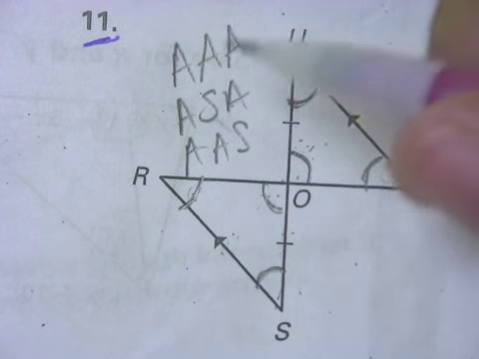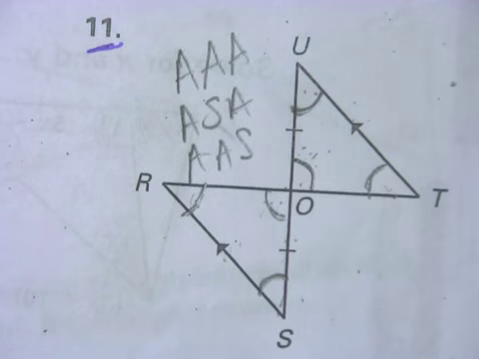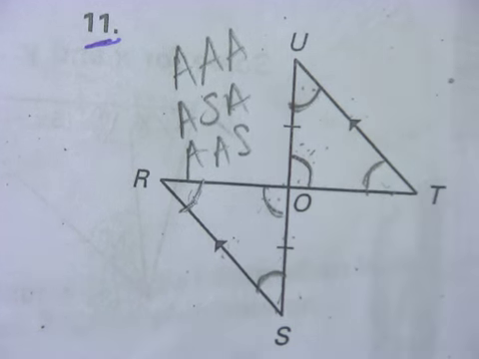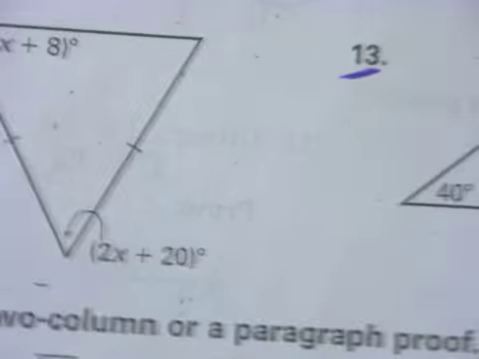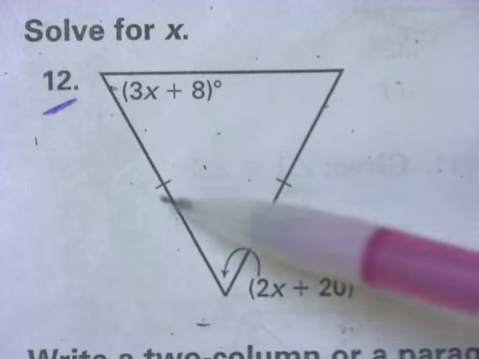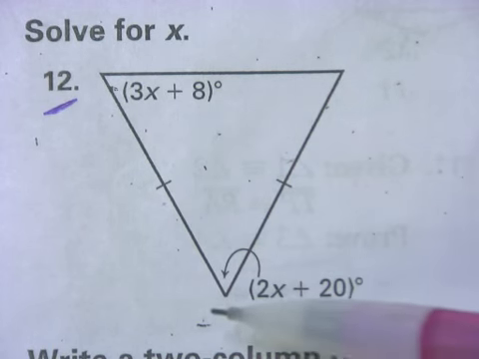Now, if you didn't see all 3, that's okay. Don't worry about it. As long as you got one of them, you're in good shape. But I just want to show you all of the possibilities. Are there any other rules that we can use here? Not right now, not that we see. Let's move on to number 12.